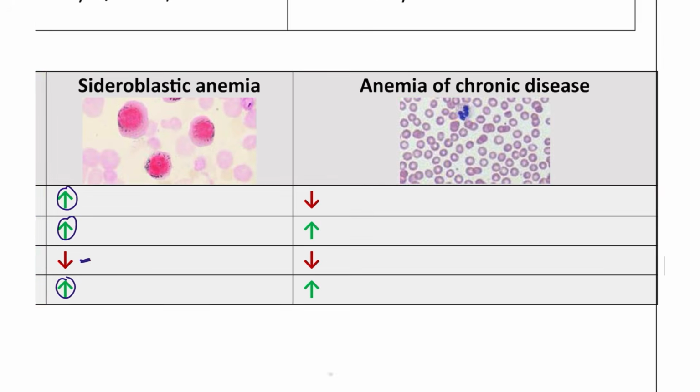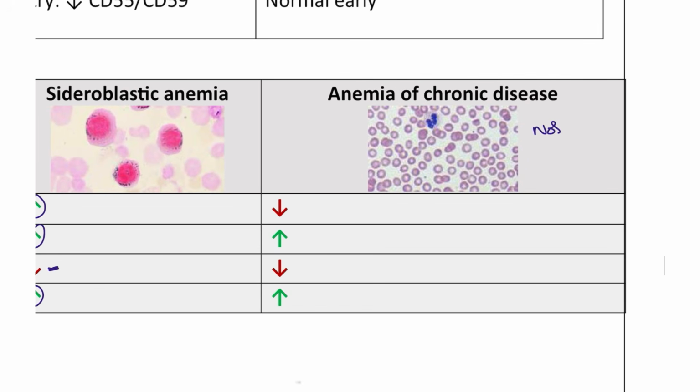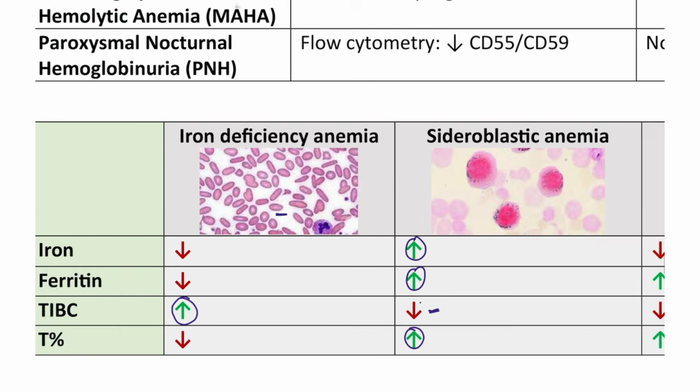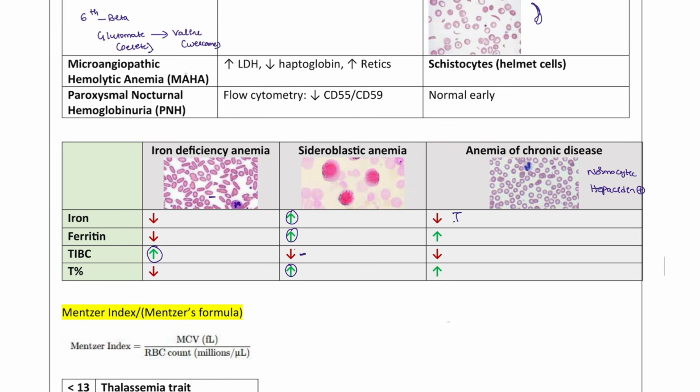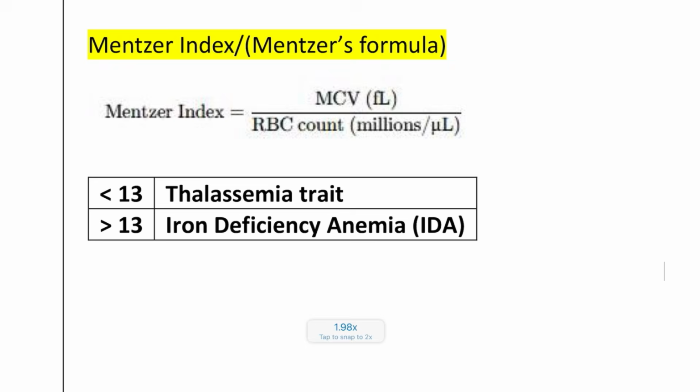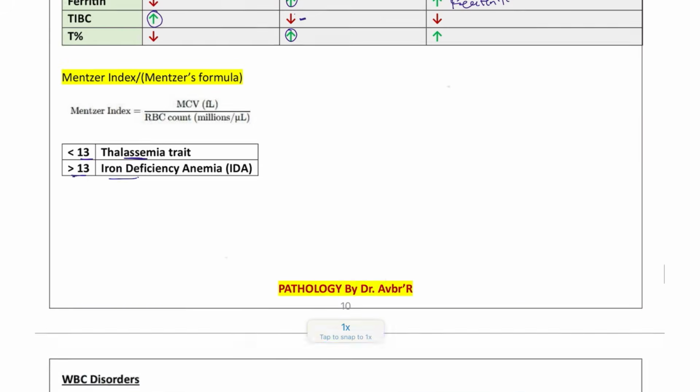TIBC is decreased. Anemia of chronic disease, this will most of the time be normocytic. And why is this happening? This is due to hepcidin action. The more and more hepcidin action that is going to be present. So that's why iron is elevated, whereas ferritin is decreased, right? Sorry, vice versa. Iron is decreased, whereas ferritin is increased. That is seen in anemia of chronic disease. Mentzer index, if it is low, it is thalassemia. If it is high, iron deficiency anemia.